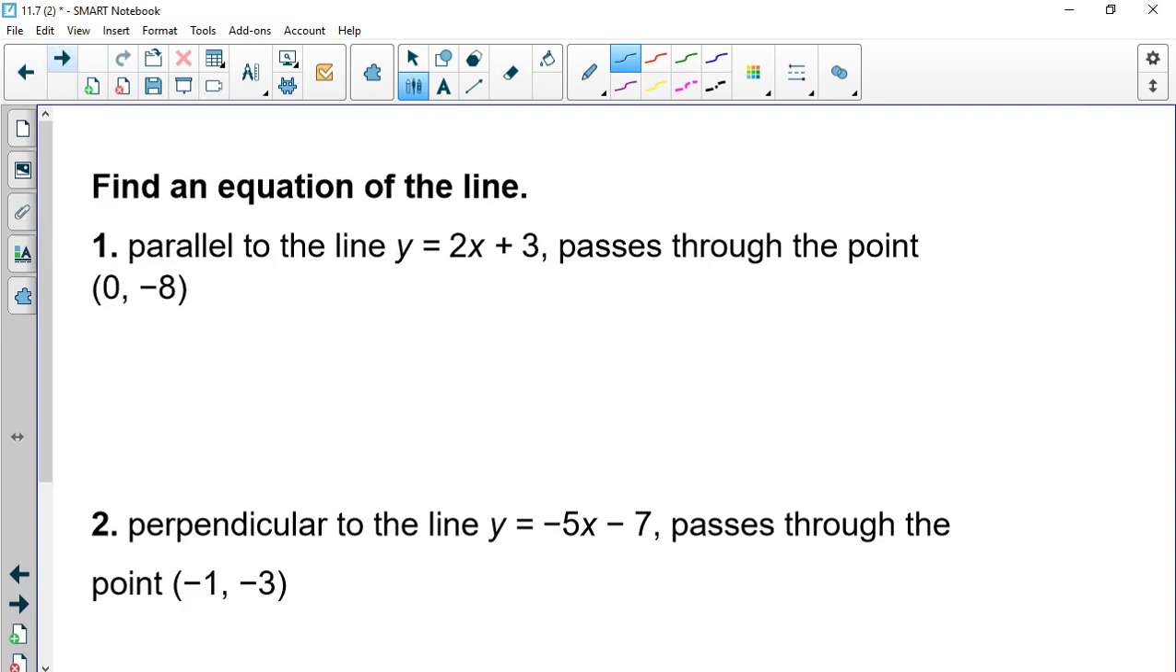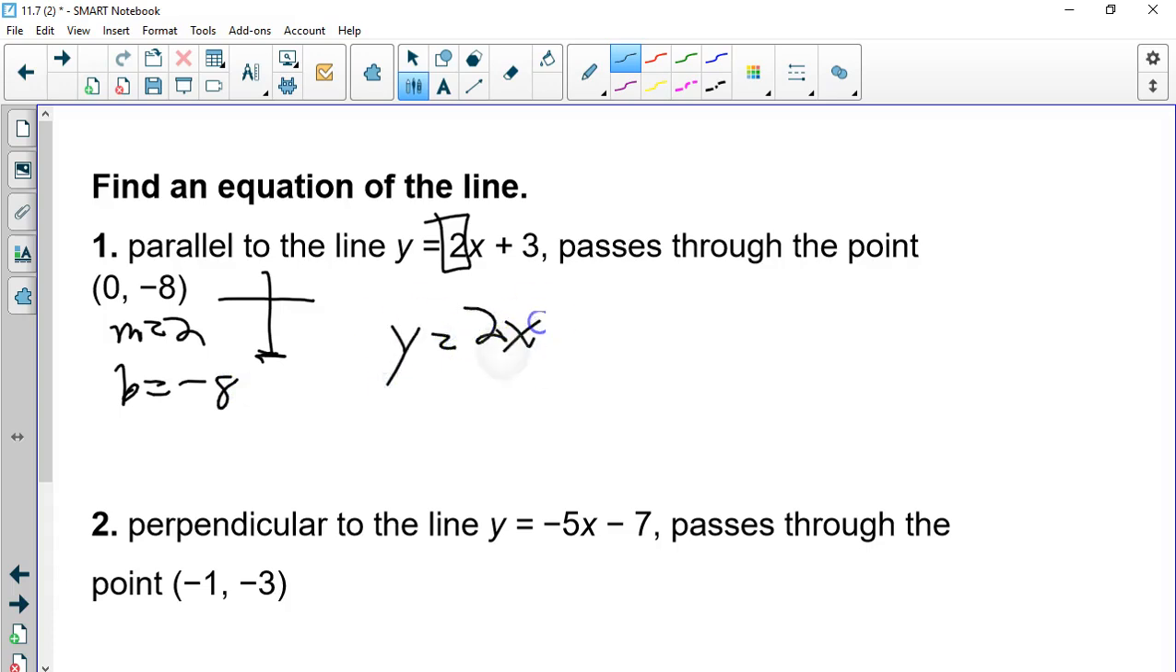All right. No more review, but we need to do this. Parallel to the line y equals 2x plus 3. Well, if it's parallel, it has the exact same slope. So m is 2. And it passes through the point (0, -8). Well, that's actually kind of a gimme there, because (0, -8) is down here. That is the y-intercept. So my y-intercept is -8. So there's really not much to do with this problem. y equals 2x minus 8. You're done.